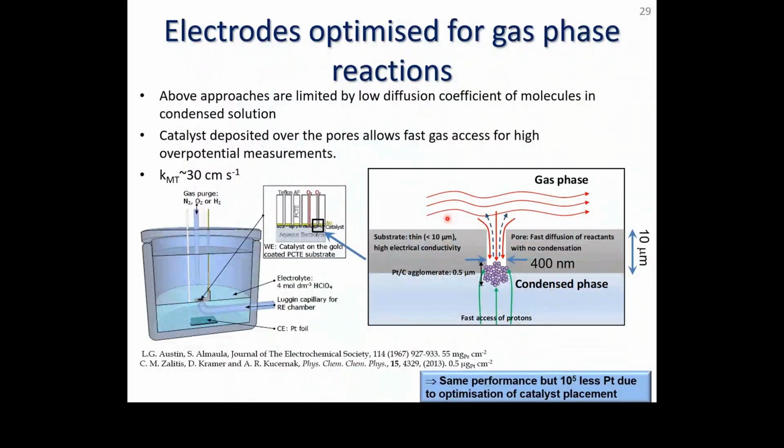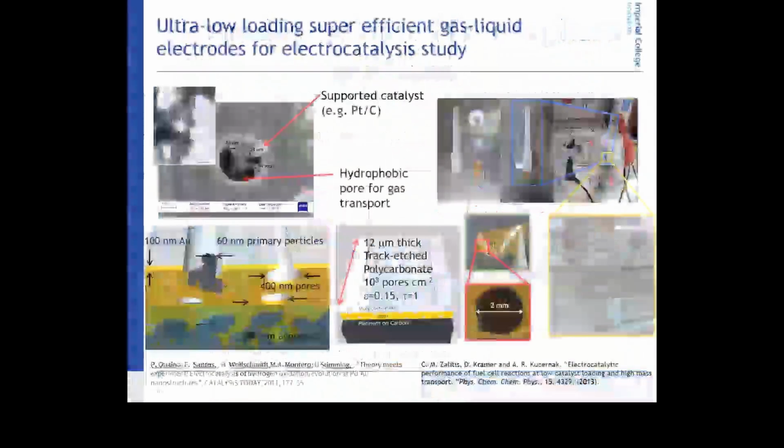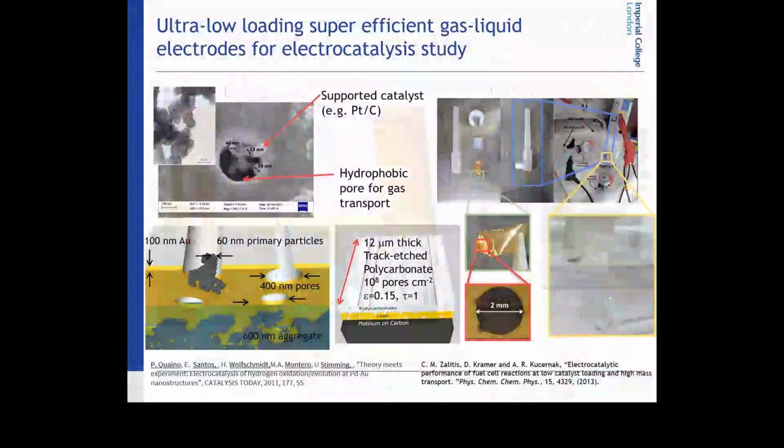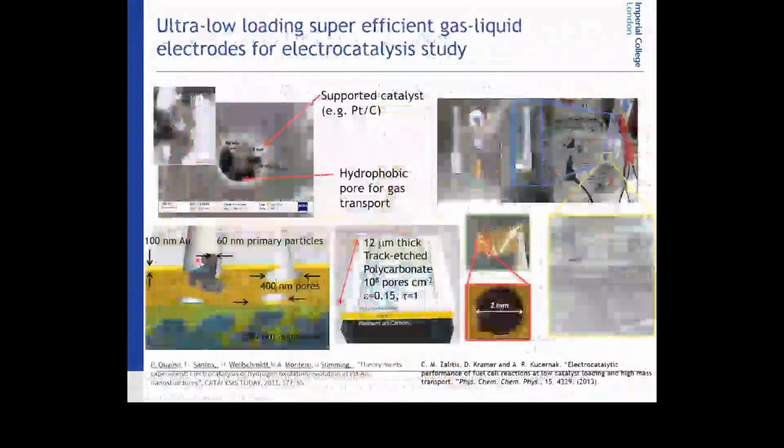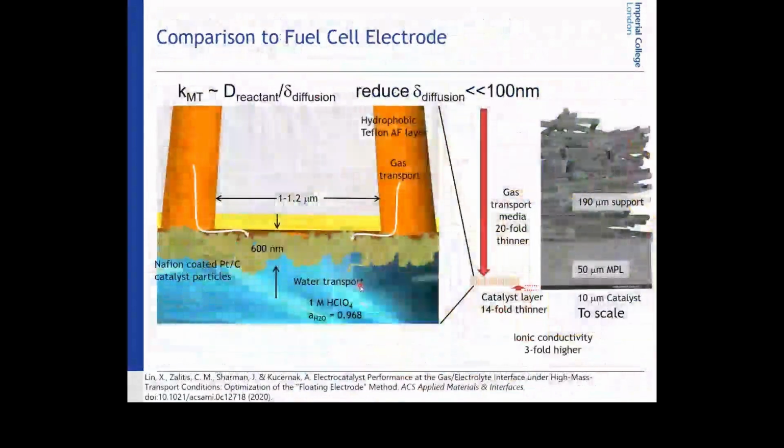And using this approach, we can study things like the hydrogen reaction, which, if you remember earlier on, the quote from the Markovich paper, where they said the hydrogen reaction is probably the most kinetically fast common electrochemical reaction, and something which most people only ever measure mass transport on. And we estimate that the mass transport coefficient of this approach is about 30 centimeters. And the way that we do this is we make something which is very similar to a fuel cell type electrode.